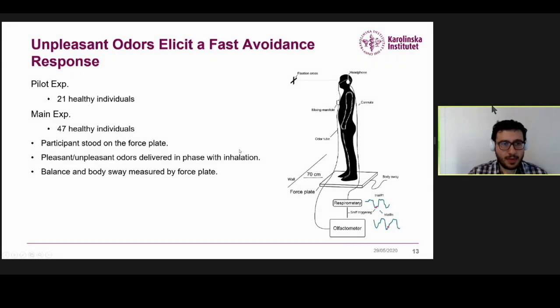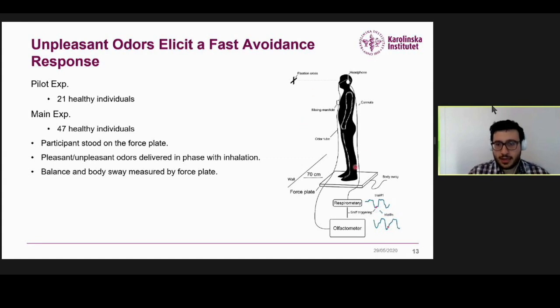In the next experiment, we assess whether this preparatory mu desynchronization would elicit any actual avoidance response, motor actions. Since we wanted to look at this on multiple time windows and to avoid the multiple comparison problem, first we did a pilot experiment, which later we tried to replicate in the main experiment with a bigger sample size.